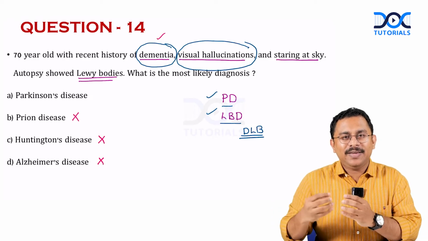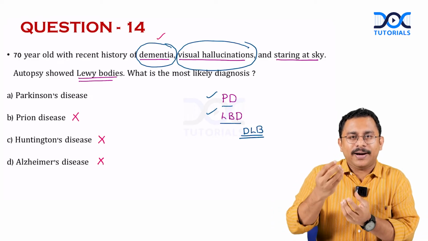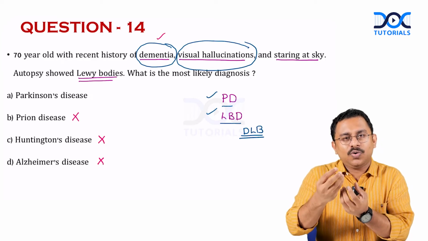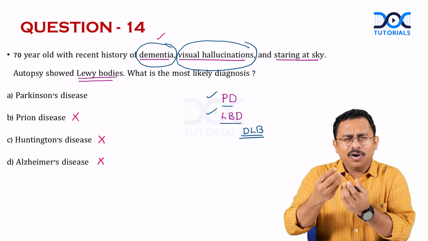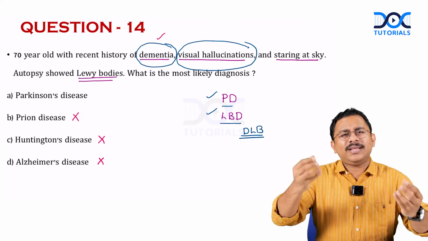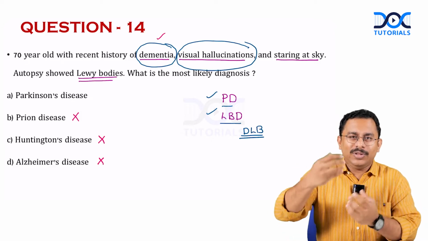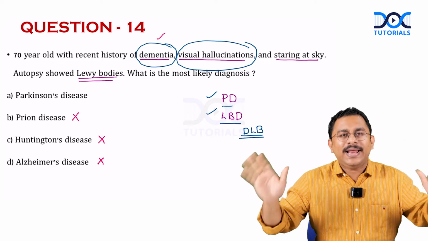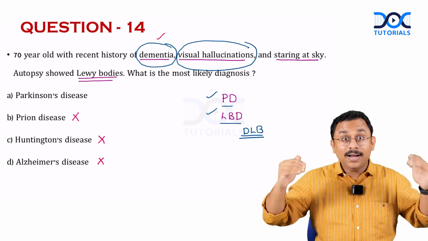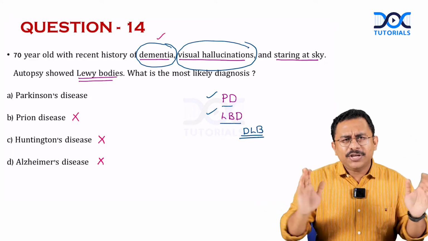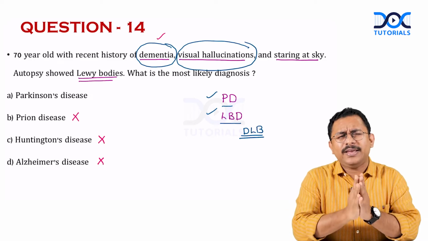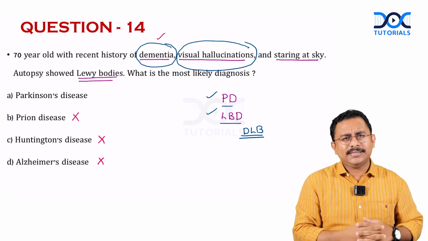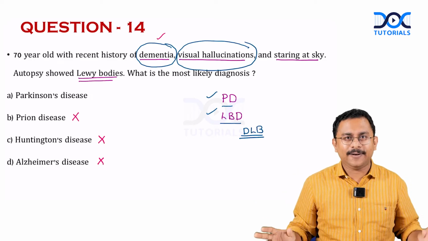In dementia with Lewy bodies, either you have Parkinsonism and dementia occurring more or less simultaneously, or within the first 1 or 2 years of the development of Parkinsonism, you will have dementia. Early dementia is a feature. And visual hallucinations also are very, very rare in Parkinson's disease. They can occur, but it is very rare.